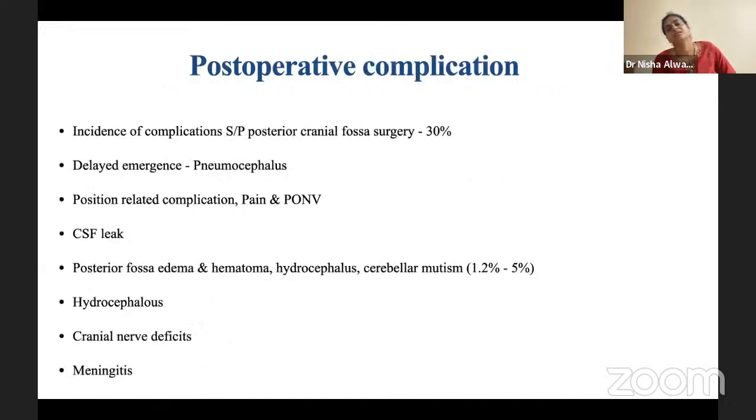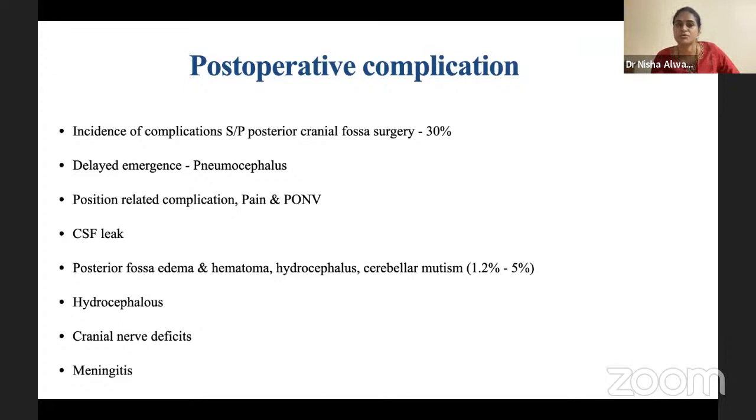There are a couple of postoperative complications which can be very difficult to handle, especially in the immediate postoperative phase, where there's pneumocephalus, more so in sitting position. In sitting position, it can turn into a tension pneumocephalus, and so the patient might not be awake post-surgery, and the risk of seizures can occur. So these all have to be ruled out.